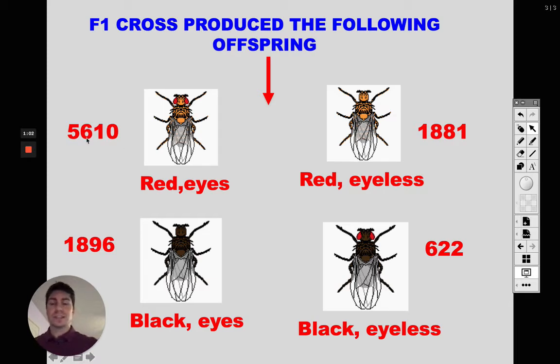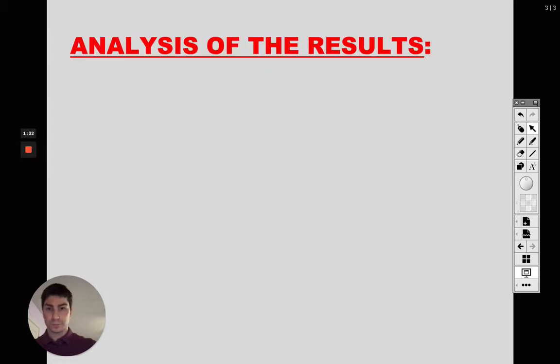So we got 5,610 with both dominant traits. We got 1,881 with the dominant red trait, but the second trait is eyeless, so it has the recessive one. Third one, black, recessive trait, eyes, dominant trait, 1,896 of them, and then lastly 622 with both recessive traits. Okay, so that is going to be our observed phenotypes. Those are our observed numbers.